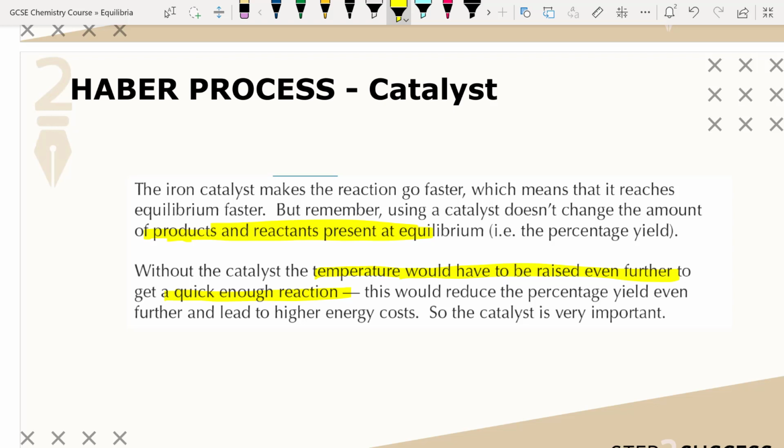One final thought on this: if the number of molecules on both sides are the same, then increasing the pressure has no effect on the reaction. It only has an effect if one side has got fewer gas molecules than the other.